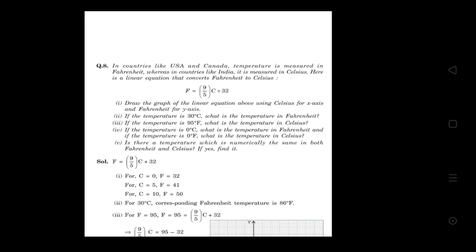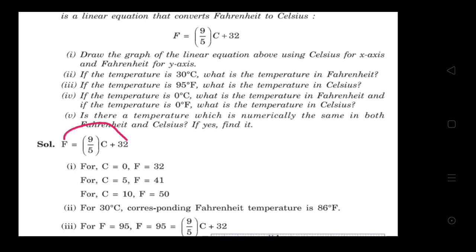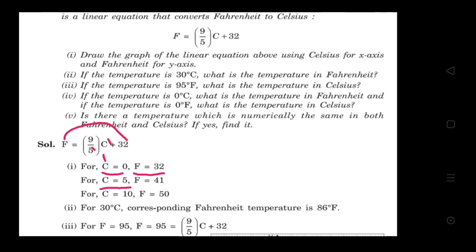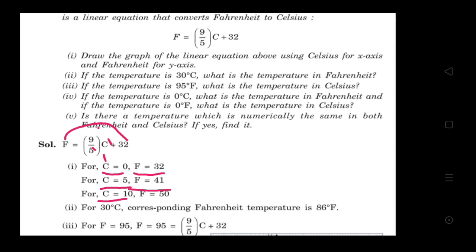Now if we take the value of Celsius as 0, then Fahrenheit F equals 32. If we put the value of Celsius C as 5, then here 5 is cancelled, so the value is 9 plus 32, Fahrenheit 41. If we put the value of Celsius as 10, then 5 twos are 10, that means 9 multiplied by 2 plus 32. So the Fahrenheit equals 50.